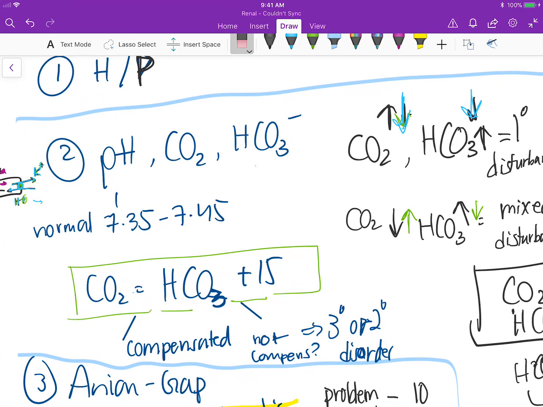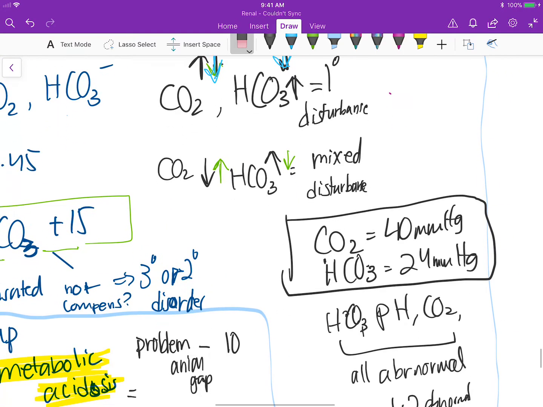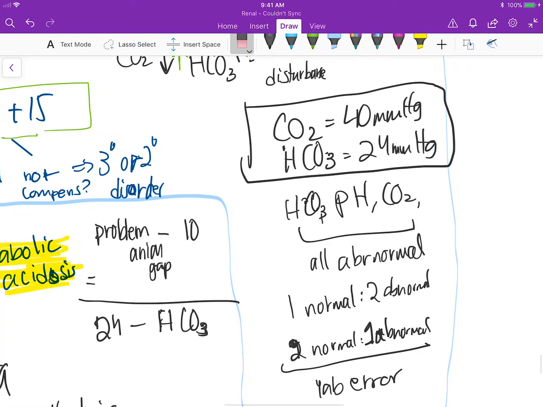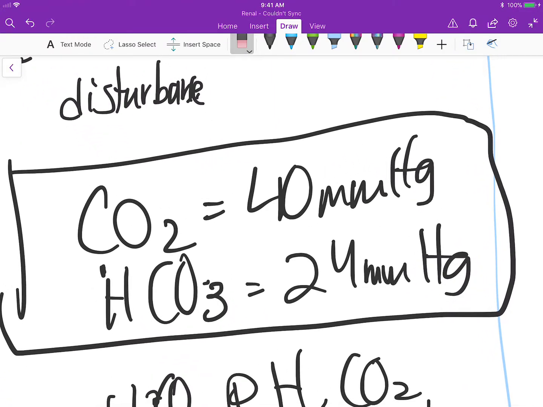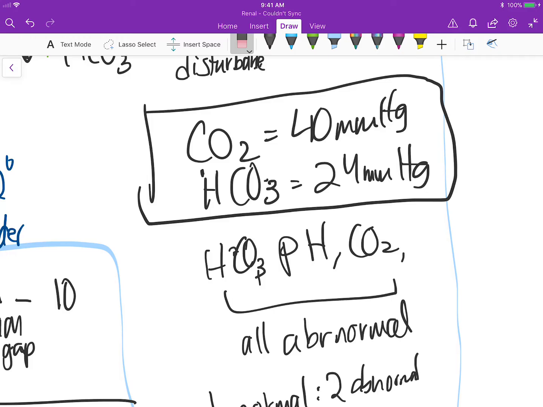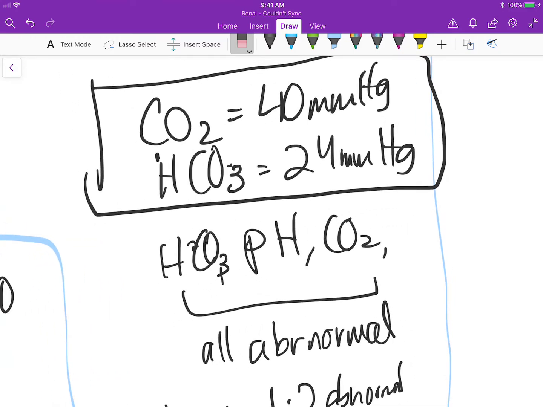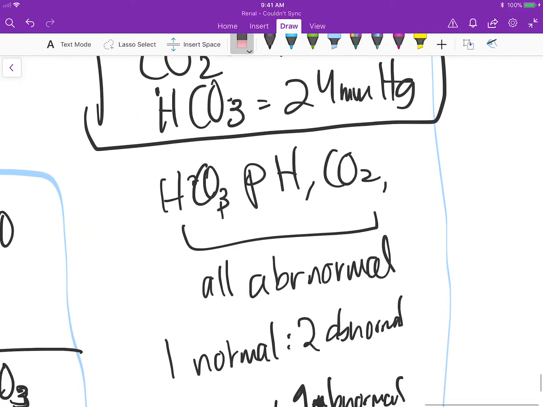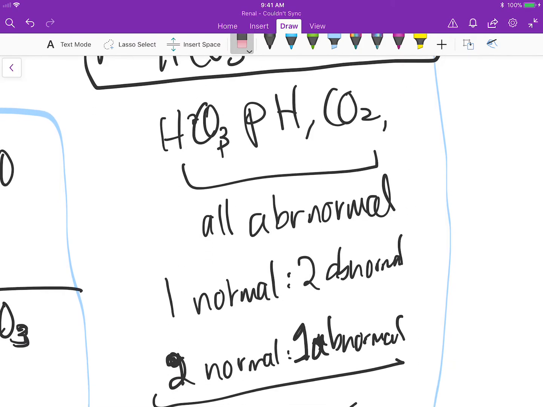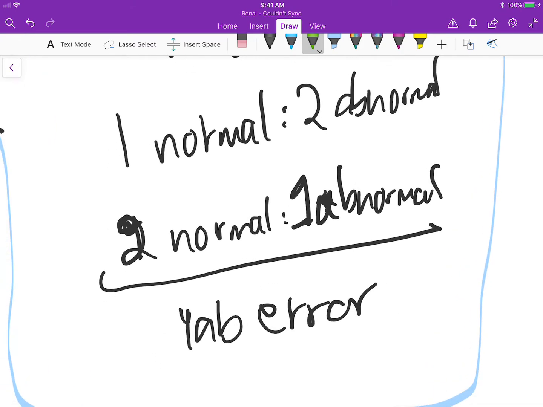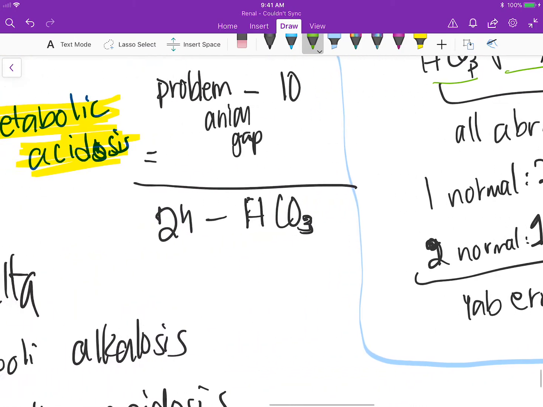Again, if it's not compensated, then you know it's a secondary, and there can be one or two disorders present. Another thing to look at is lab errors. The normal value of CO2 should be 40 and the bicarb should be 24. Usually, you're looking at what's happening in the pH, CO2, and bicarb. If they're all abnormal, fine. If one of them is normal and two are abnormal, no problem. But if two of these are normal and one of them is abnormal, that's not possible. It's going to be a lab error. So be mindful of that.